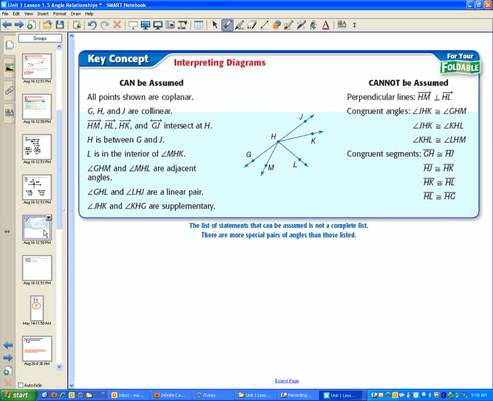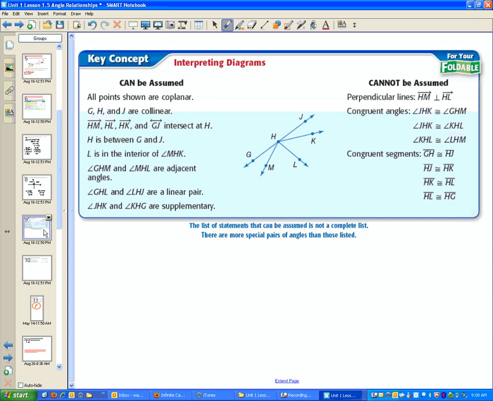Now, in a diagram, don't over-assume things. All right? What it boils down to is this. I'll let you read that on your own. If it looks like a line, it's a line. If angles look like vertical angles, they are. If they look like a linear pair, they are. If they look adjacent, they are. Other than that, that's about it. If it looks collinear, they're collinear.